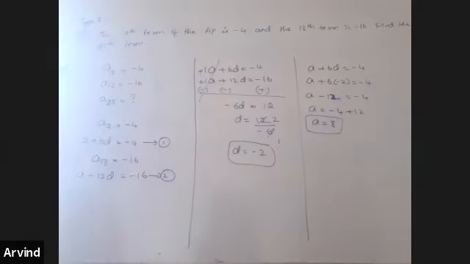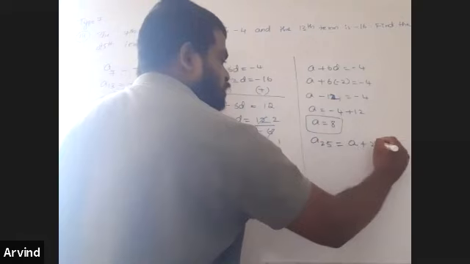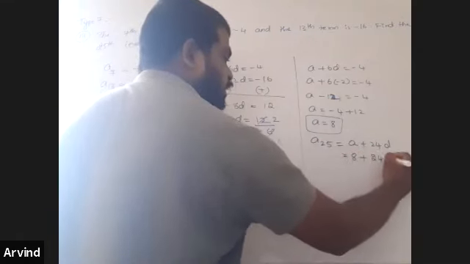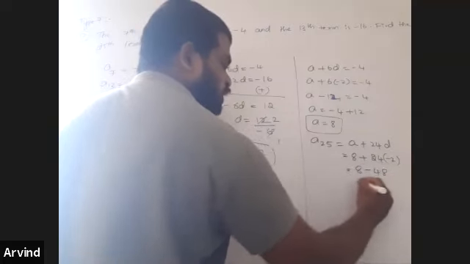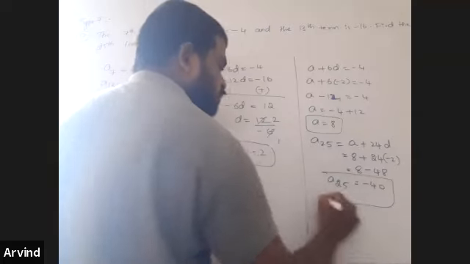As I said, if you know the A value and D value, you can find any term you wish. So the 25th term is easy to find. 25th term is A plus 24D. Your value of A is 8. 24D is minus 2 times 24, so 8 minus 48, which comes out to be minus 40. That's your 25th term.